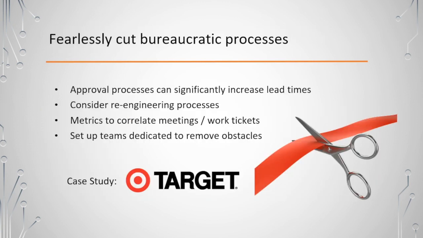Traditionally, many organizations try to manage the quality of work through various approval processes. Unfortunately, these processes tend to increase lead times, which can cause risk or lower customer satisfaction. As we evaluate these processes, we should be willing to re-engineer them if we see that they are having a negative effect or if they are too constrictive. One way to do this is to correlate our work tickets with any corresponding meetings. We should consider reducing or eliminating them.